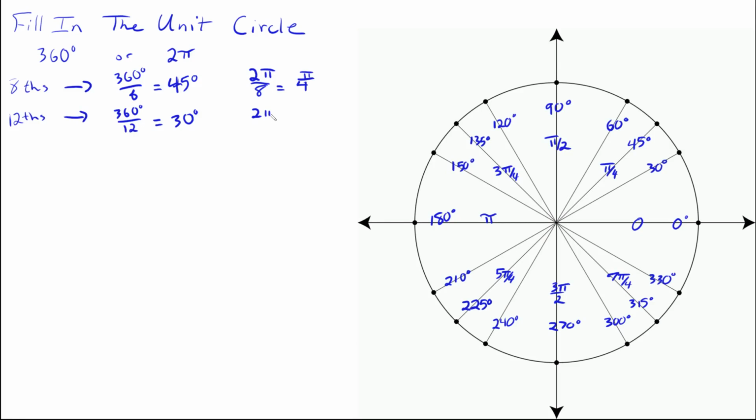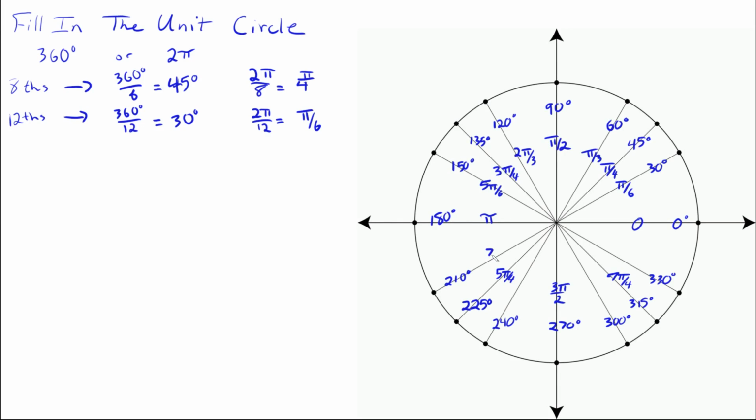And then if we take 2 pi and divide it by 12, what we get is pi over 6. So this first angle here is pi over 6. 2 pi over 6 is pi over 3, because you can reduce it. Then 3 pi over 6 is pi over 2. 4 pi over 6 is 2 pi over 3, right, because you can reduce that. And then this one would be 5 pi over 6. So we're just counting by pi over 6's.